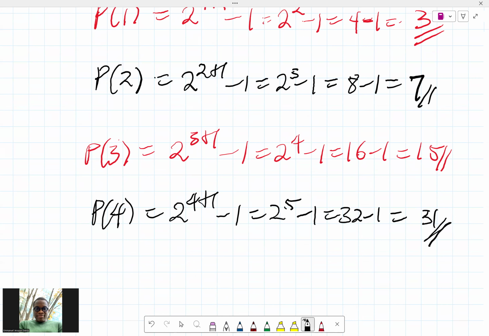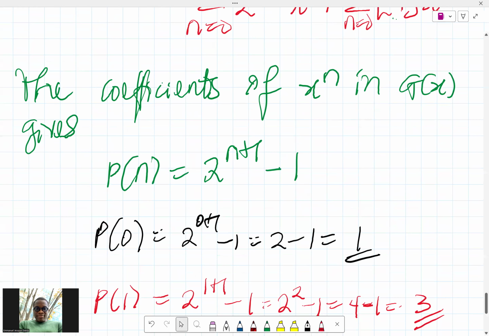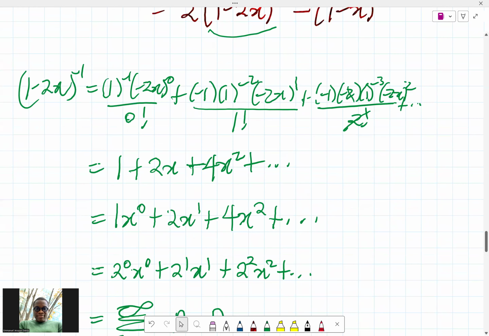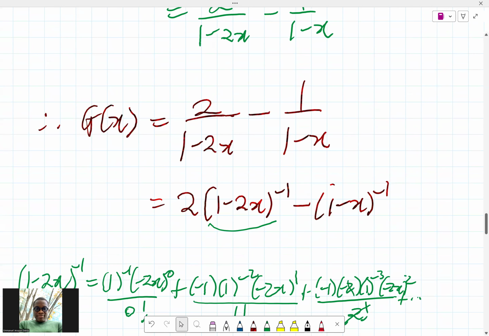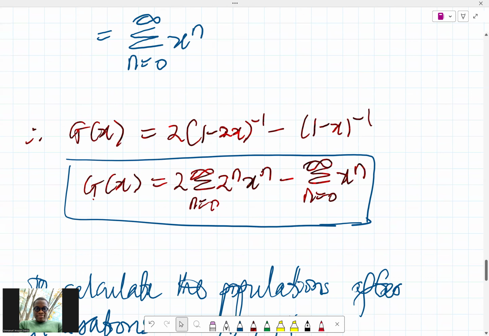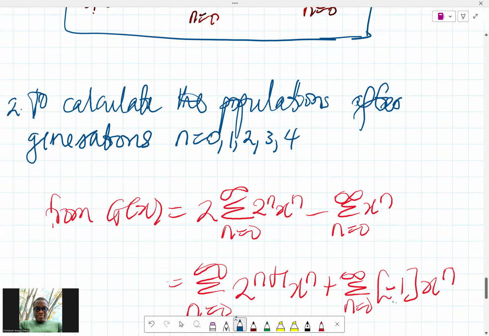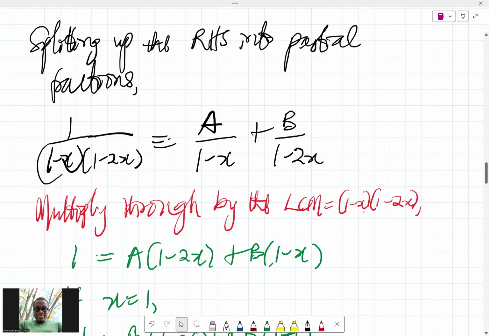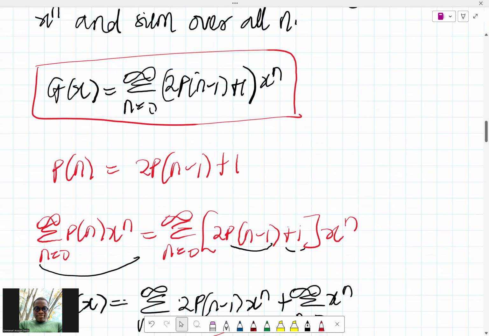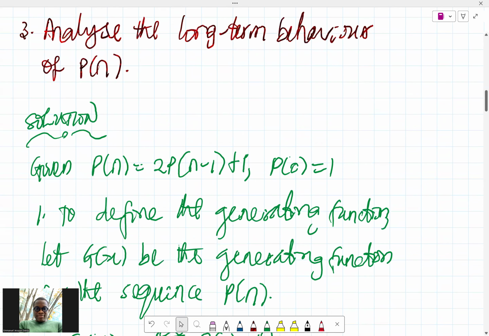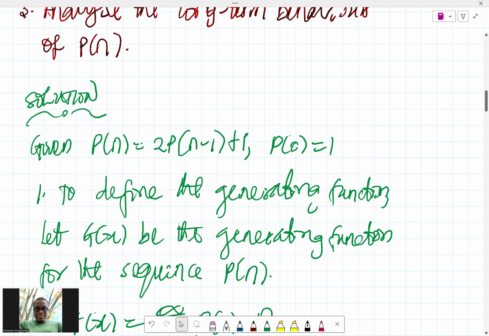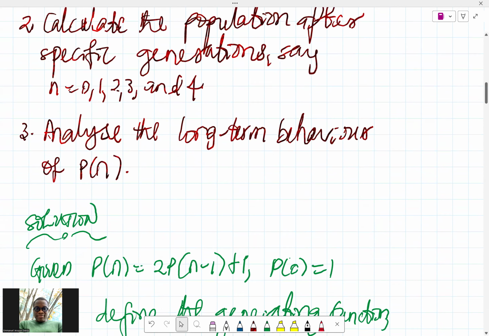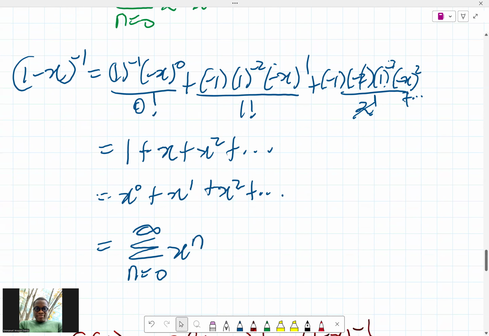Okay, now the second part is taken care of already. This is where the second part started from. The first part started from here. I've numbered it already, 1. So we want to analyze the long-term behavior of P of n. That's number 3 now.